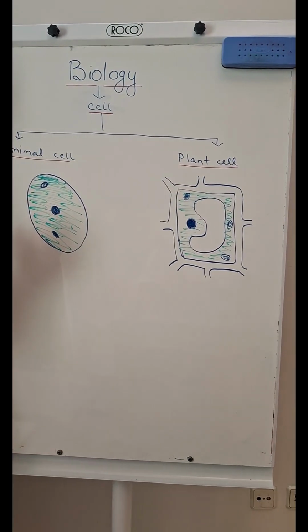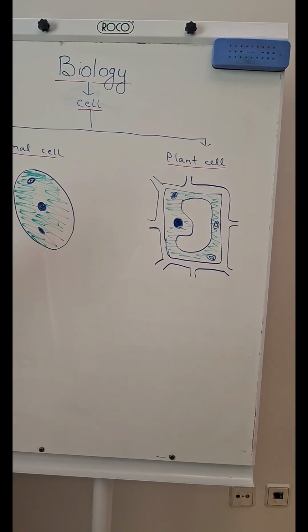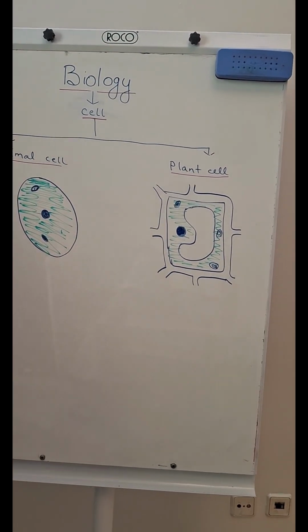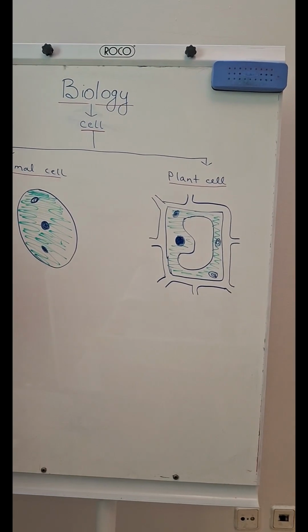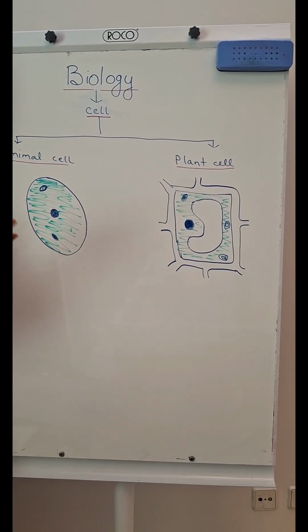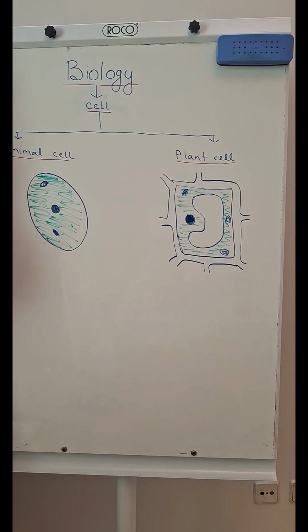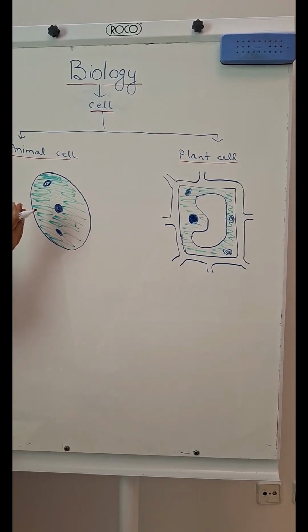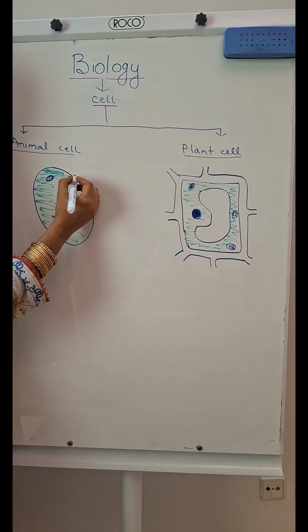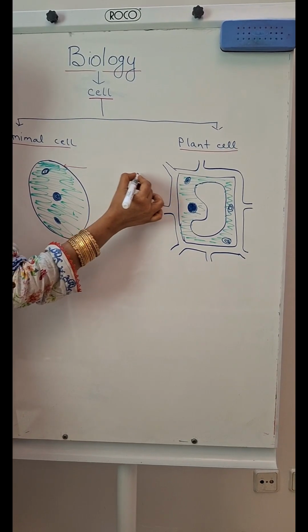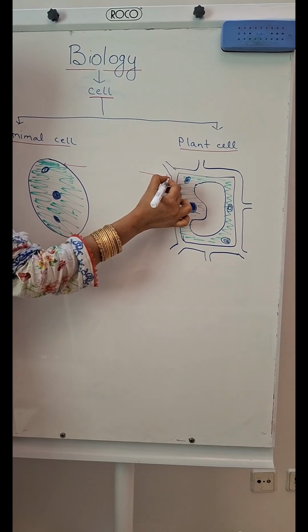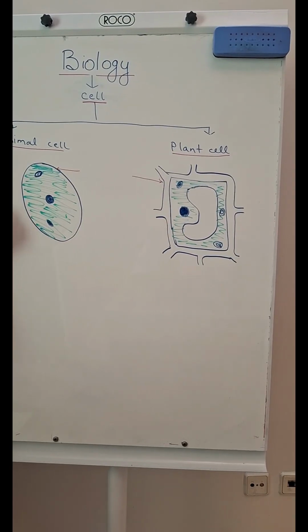Now you see, this is only a representation. It doesn't actually look like this. It is only a simple representation so that students can understand it easily. Now, in this animal cell and plant cell, we will first see what are the common things present in both plant and animal cells.